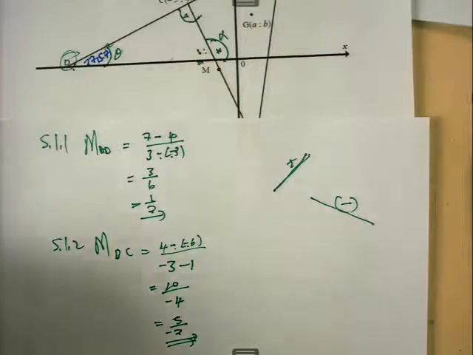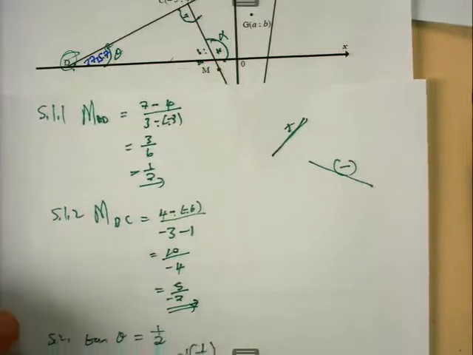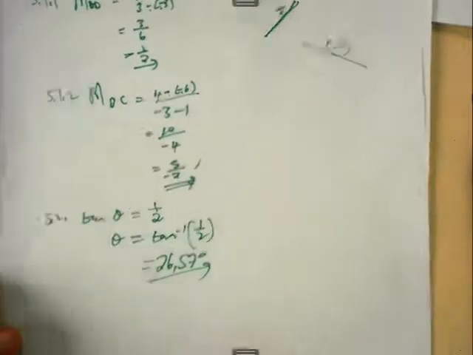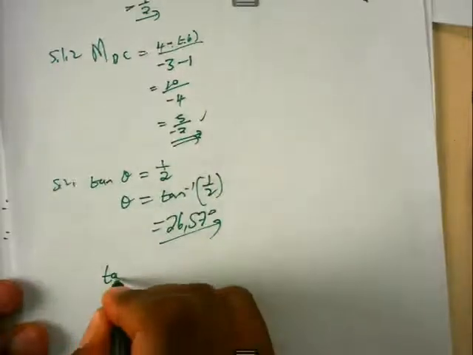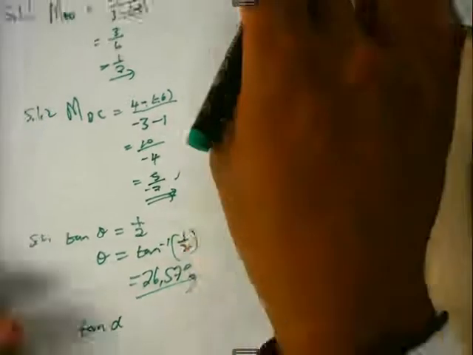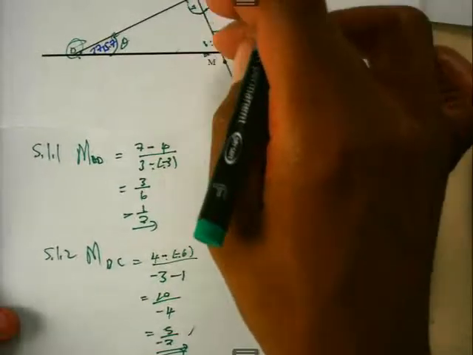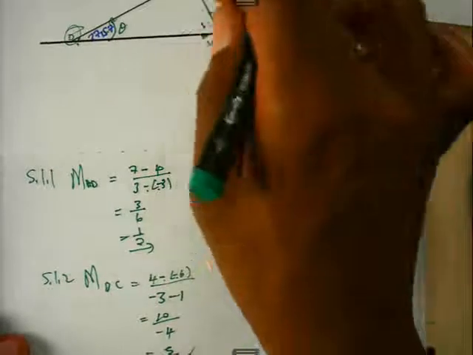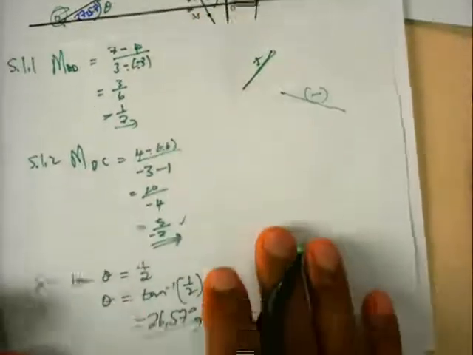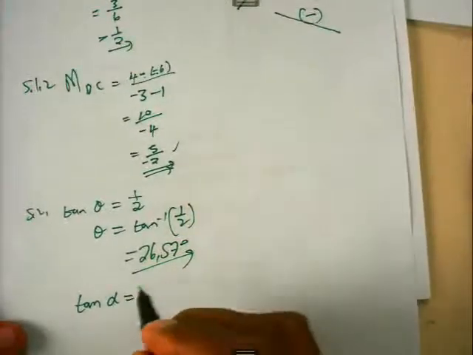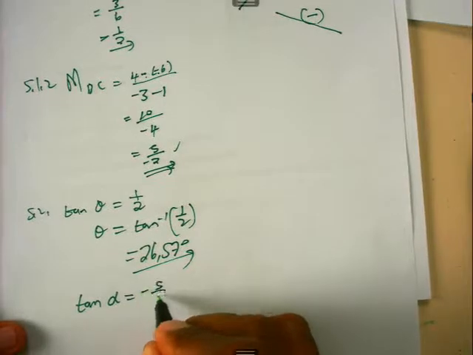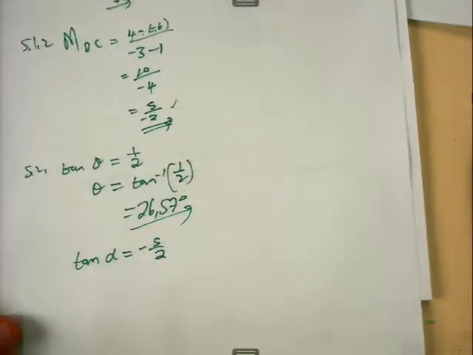Now, let us see if we can find the other one. Now, it means we are going to use this one here. We say tan of alpha. We are referring to this one, the angle that BC makes with the positive x-axis. Now, we're saying tan alpha is equal to minus 5 divided by 2.